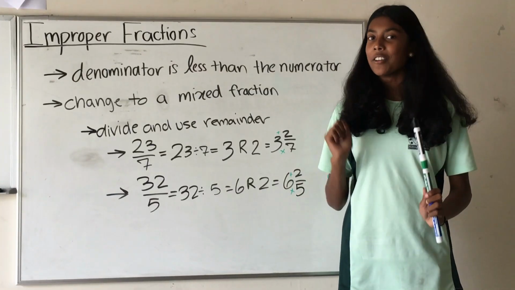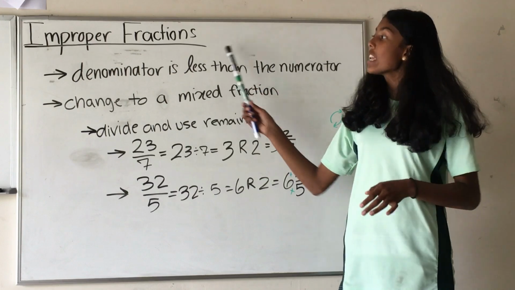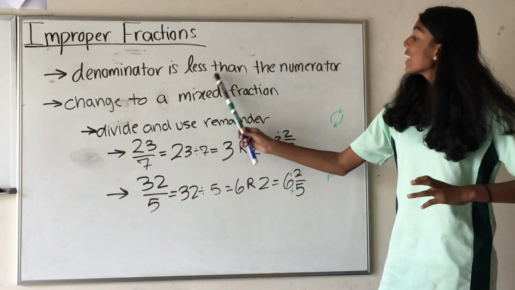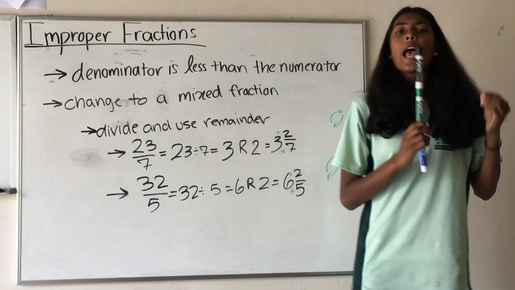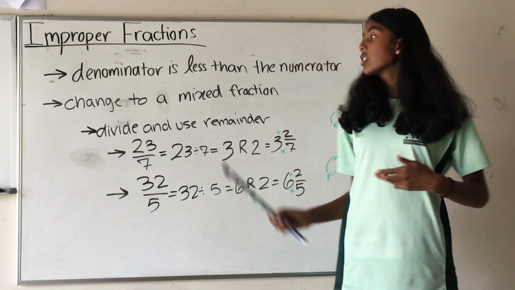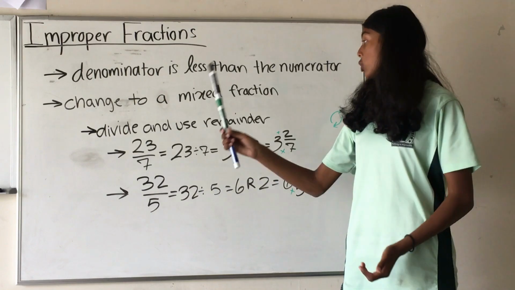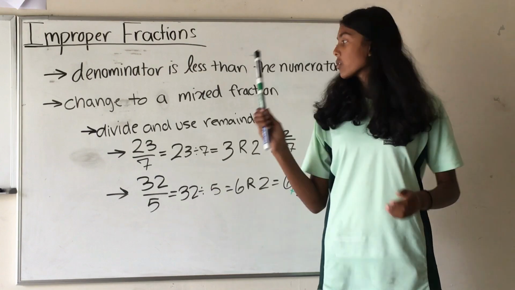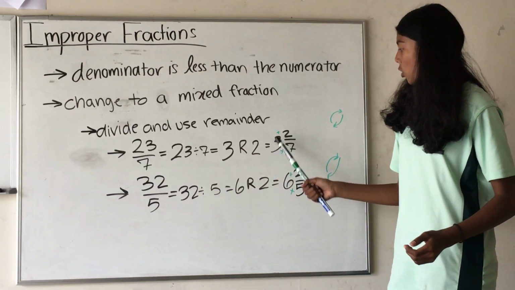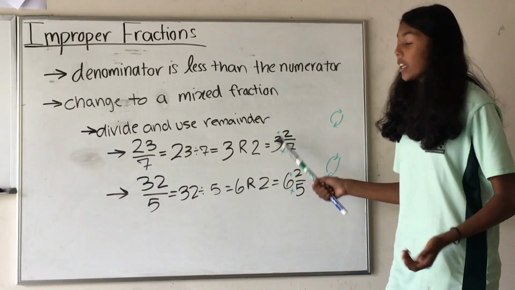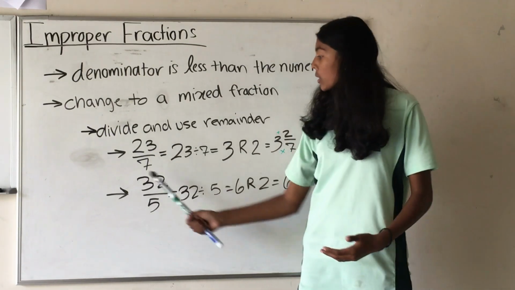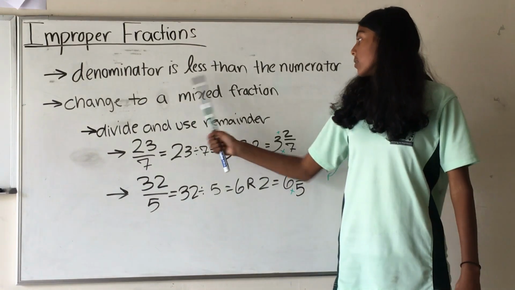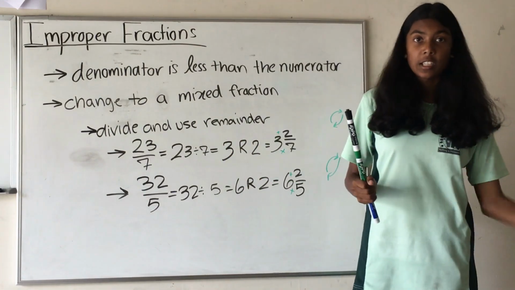Now we're going to move on to our second type of fraction, the improper fractions. And this happens when the denominator is less than the numerator. And when you have this, most of the time you want to change it to a mixed fraction, which is the third type of fraction. And a mixed fraction is when there's a whole number and then a fraction, like 3 2/7. And 23/7 is a type of improper fraction.